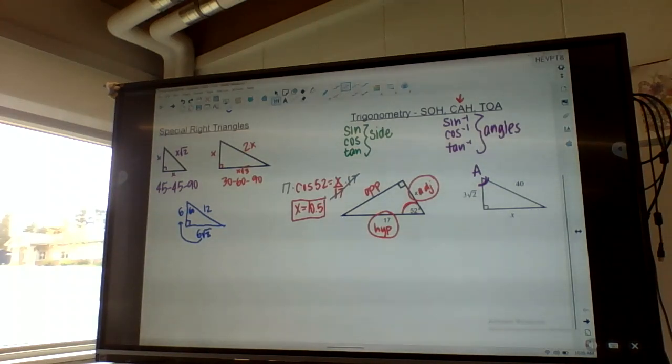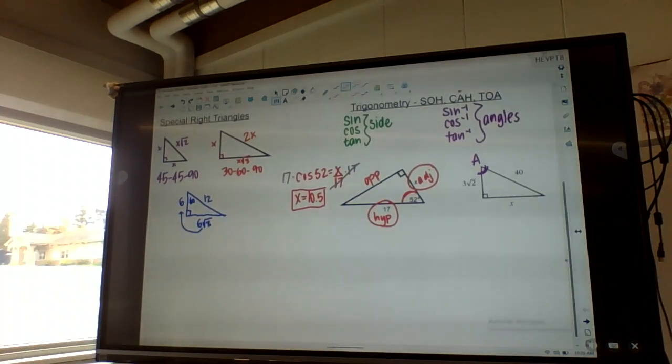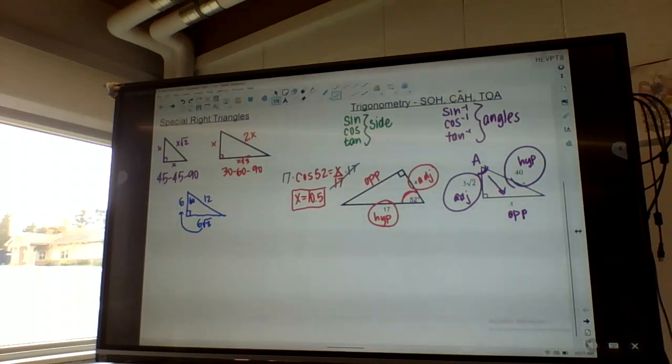So the next one, I want us to find angle A, and I also want us to find x. So we're going to find both things in this case. Let's find angle A first. So again, with angle A, we have our opposite, hypotenuse, and adjacent. So since I know these two, I'm going to use cosine again. So I'm going to do cosine of A equals adjacent over hypotenuse.